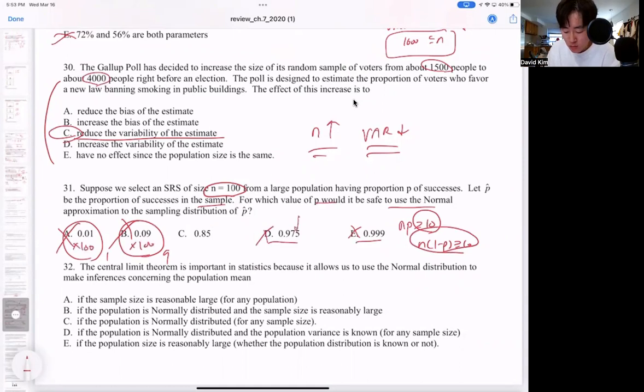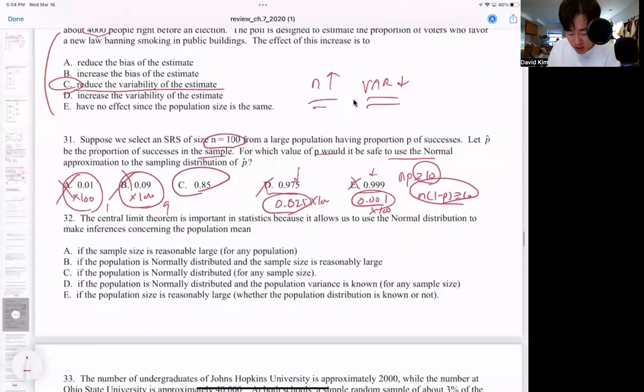Now, notice if your proportion of success is 0.975 and 0.999 respectively, that means 1 minus p would be this. Now, when you take those two numbers and multiply by a sample size of 100, you can see why that's not going to be more than or equal to 10. So therefore, the answer here would be C. Times 100, check for yourselves. They're not greater than or equal to 10. So therefore, they're out of the choices there.